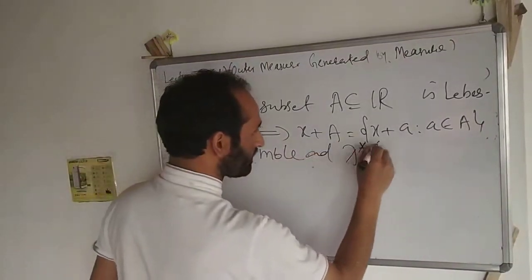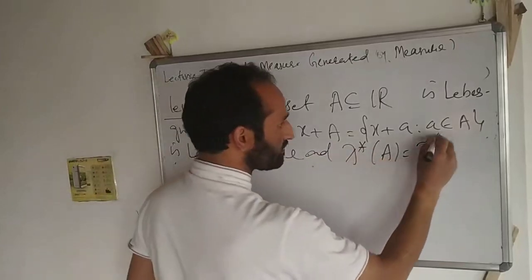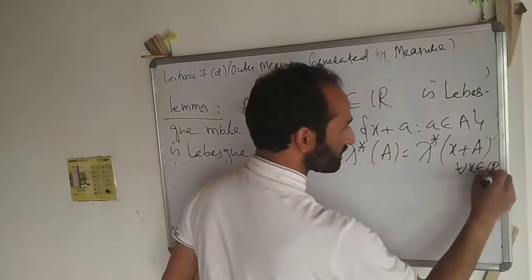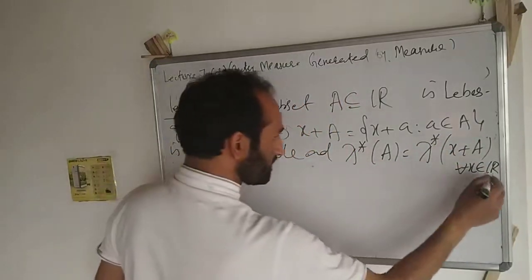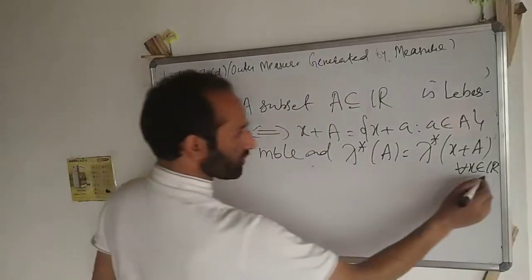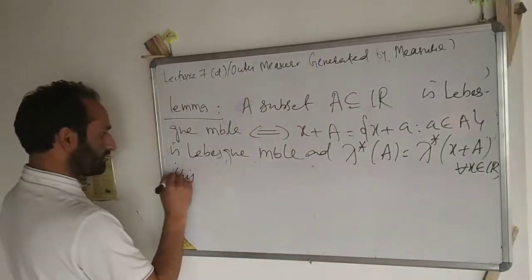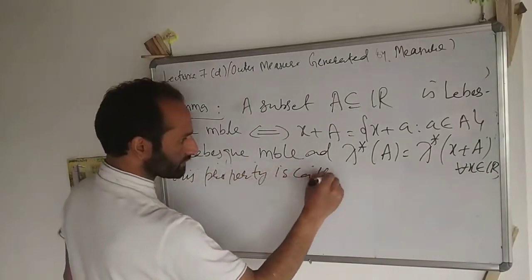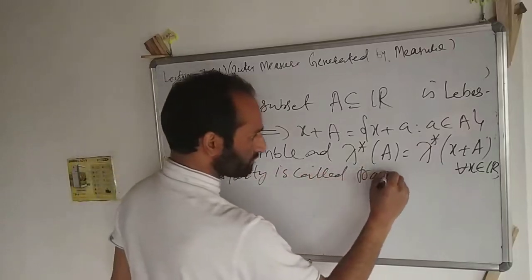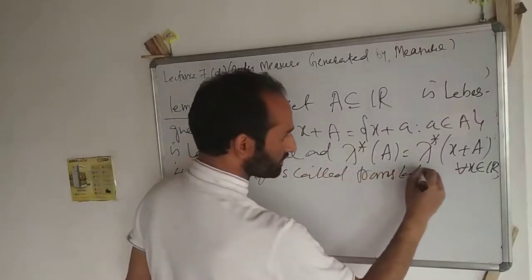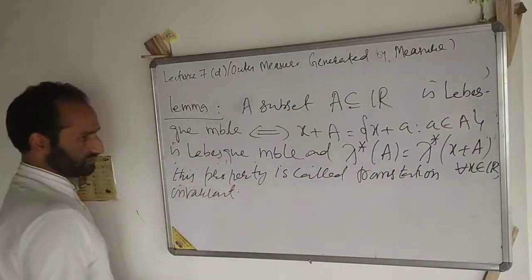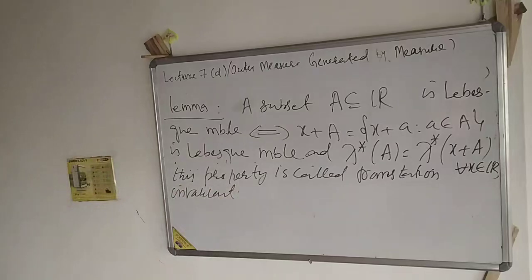and lambda star of A is equal to lambda star of x plus A for every x in R. This property is called translation invariant. So that is, the lambda star, the Lebesgue outer measure, is translation invariant.